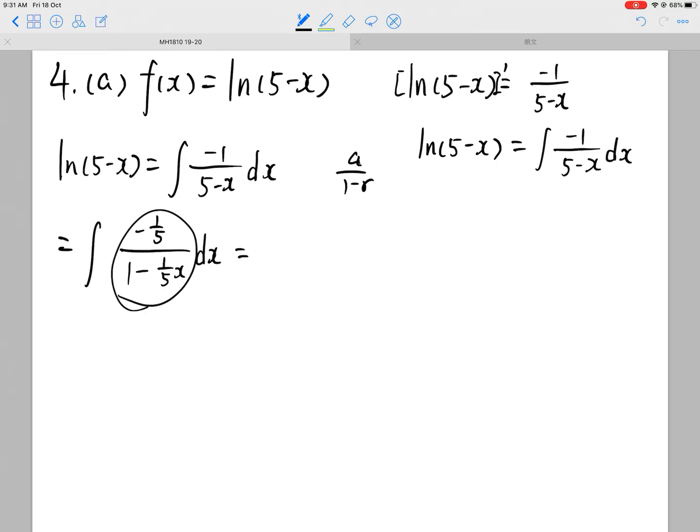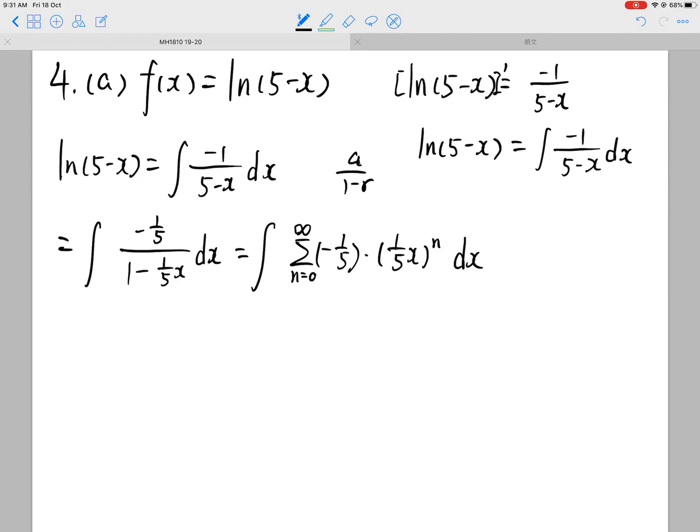Okay, then this part is exactly the power series, right? It's a power series, the summation from n equals 0 of a times r to the power of n. Okay, then you can move this to the outside. It's -1 over 5 times the summation. Then you just have to integrate this part, the integration of (x over 5) to the power of n dx.